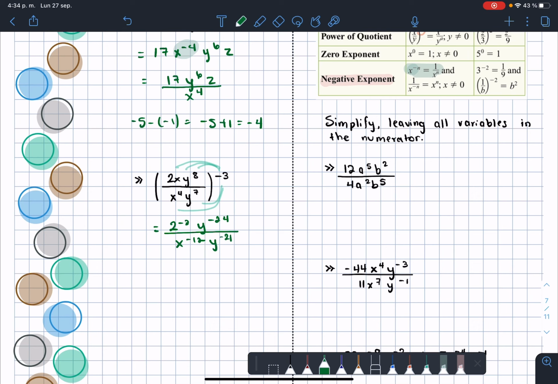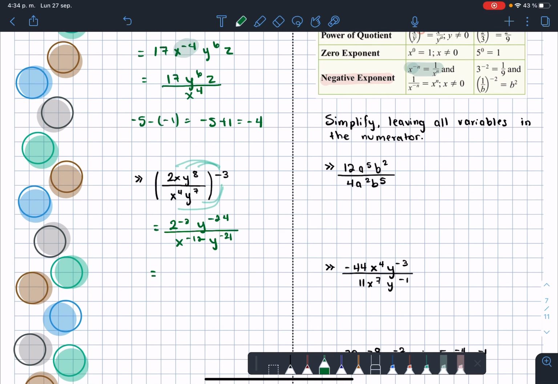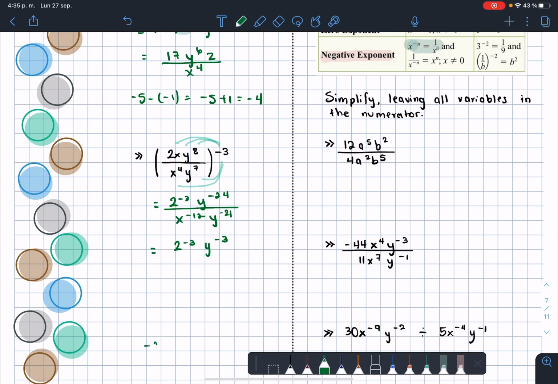We have a division, so we divide what we can divide, and what we get is 2 to the power of negative 3, y to the power of negative 3, because remember, we are subtracting: negative 24 minus negative 21 is negative 24 plus 21, and that's negative 3. Okay, over x to the power of negative 12.